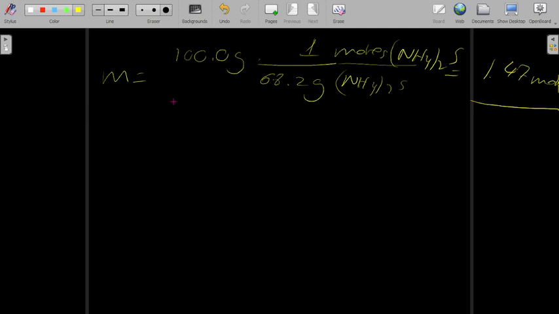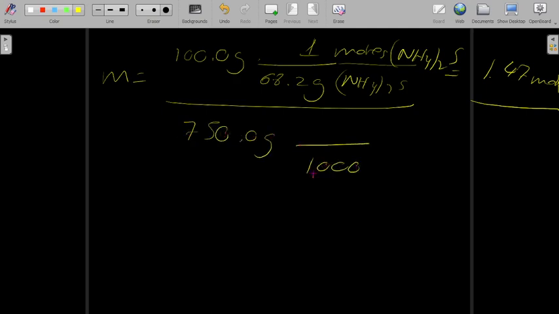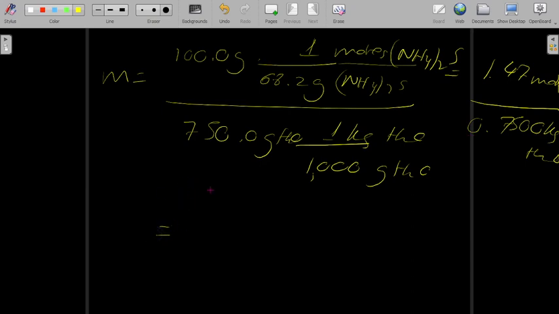I'm going to divide this by the number of kilograms. I have 750.0 grams. 1,000 grams of water equals 1 kilogram of water. This was grams of water, so this is basically 0.7500 kilograms of water. You could have done this directly, put everything in the calculator, and you would have the same answer, which is a molality of 1.96 m.